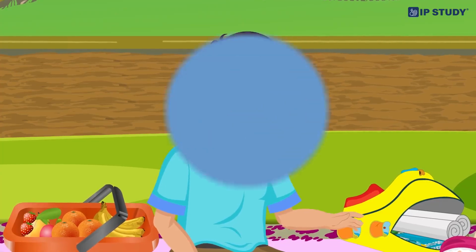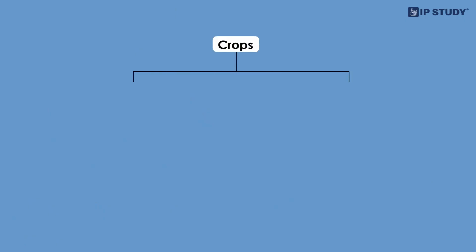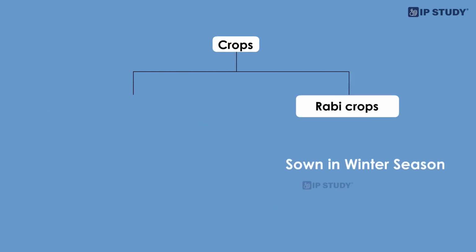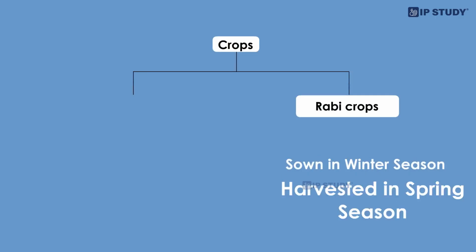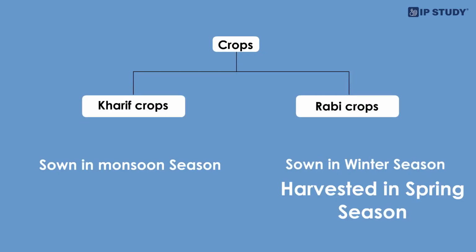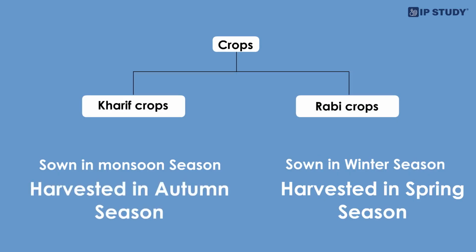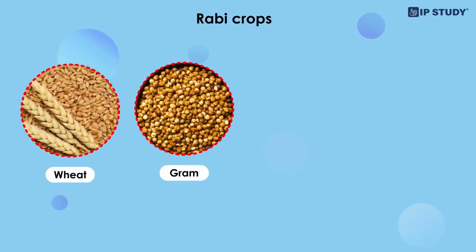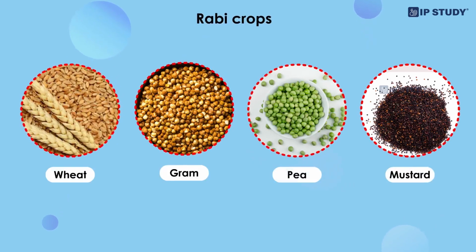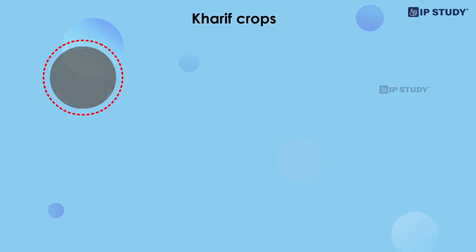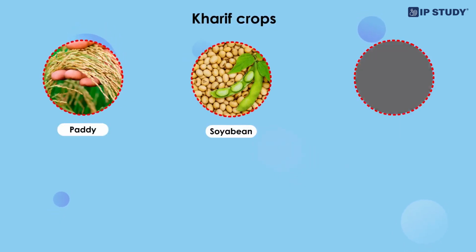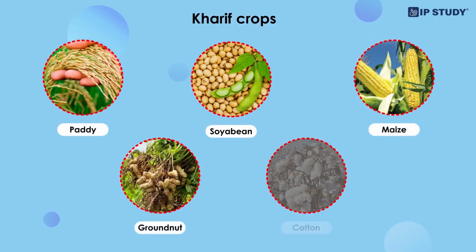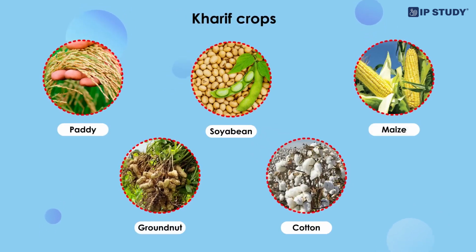Do you know? There are two main types of crops. Rabi crops, which are sown in winter and harvested in spring, and Kharif crops, which are sown in monsoon season and harvested in autumn. Rabi crops include wheat, gram, pea, and mustard, while Kharif crops include paddy, soyabean, maize, groundnut, and cotton. These crops are essential for food and other products.